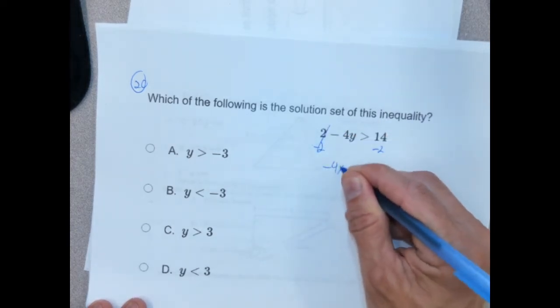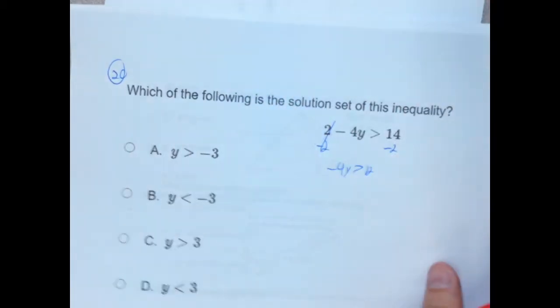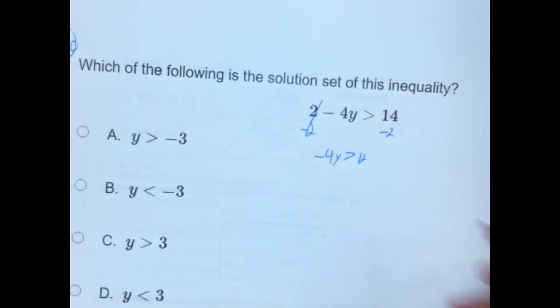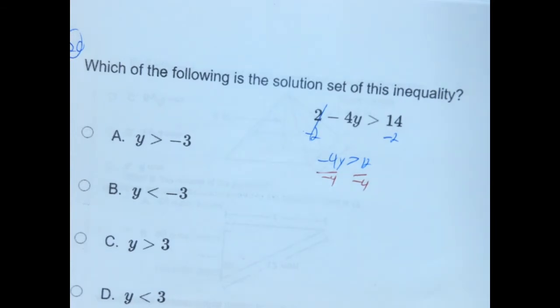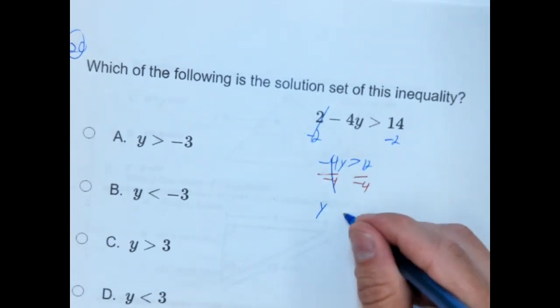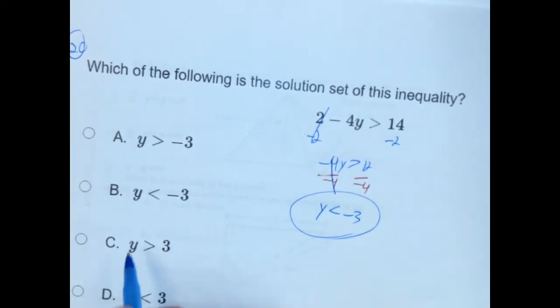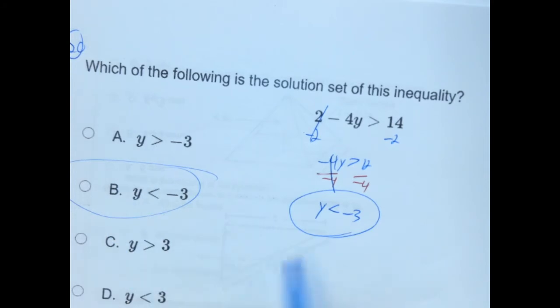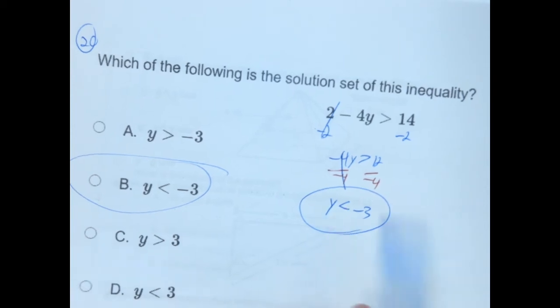So negative 4y is greater than 12. And here we have to divide both sides by our coefficient, which is negative 4. Now here it's requiring you to remember the trick, or there's a rule. When you multiply or divide both sides of an inequality by a negative number, the inequality symbol changes direction. So this becomes y is less than negative 3, which is B. So it's very easy to forget that. If you multiply or divide both sides of an inequality by a negative value, the inequality symbol has to change direction. So don't forget that.